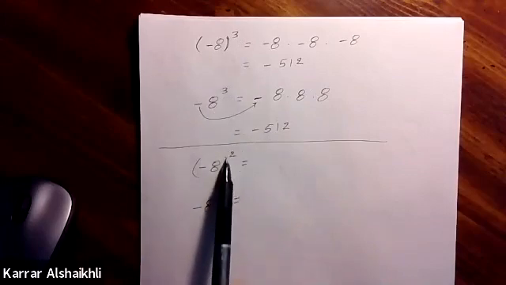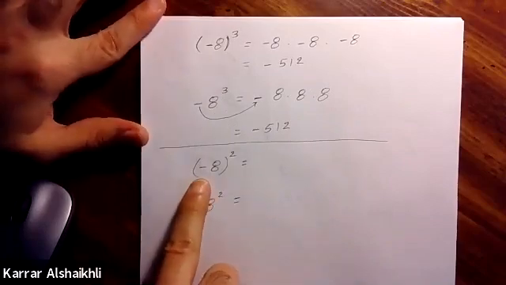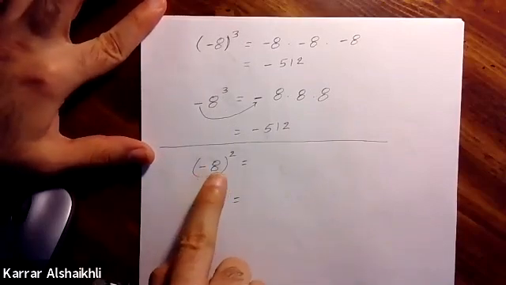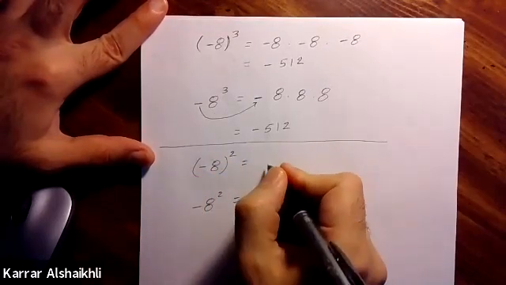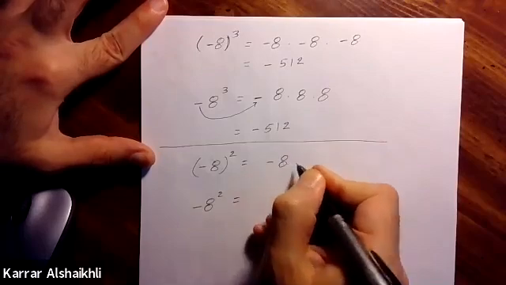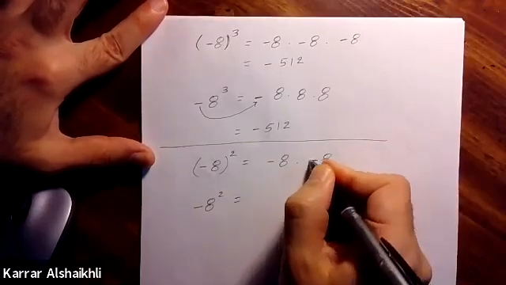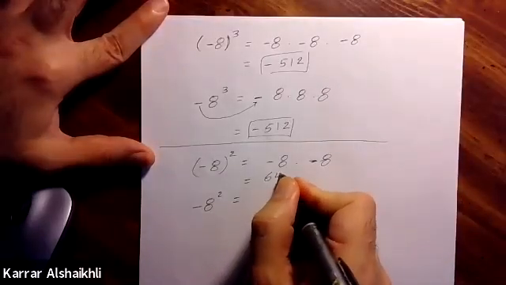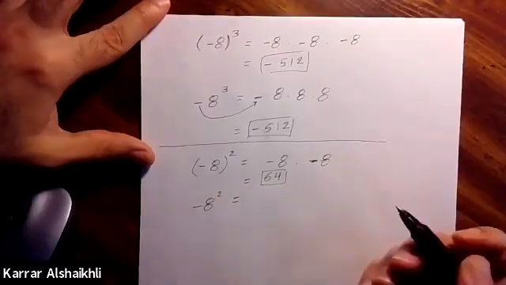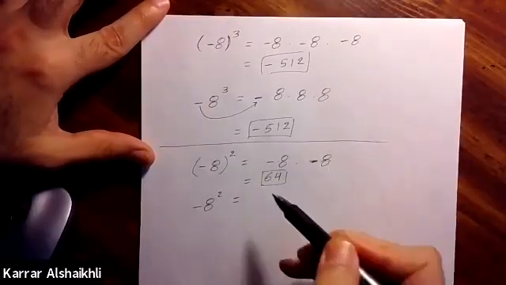Now, what about if we have an even exponent? Let's check how the result is going to be. For this one, that means negative 8 with the parentheses multiplied by itself twice. That means negative 8 times negative 8. So the result is going to be, check the result here, positive 64. Perfect. Because negative times negative is positive, and 8 times 8 is going to be 64.